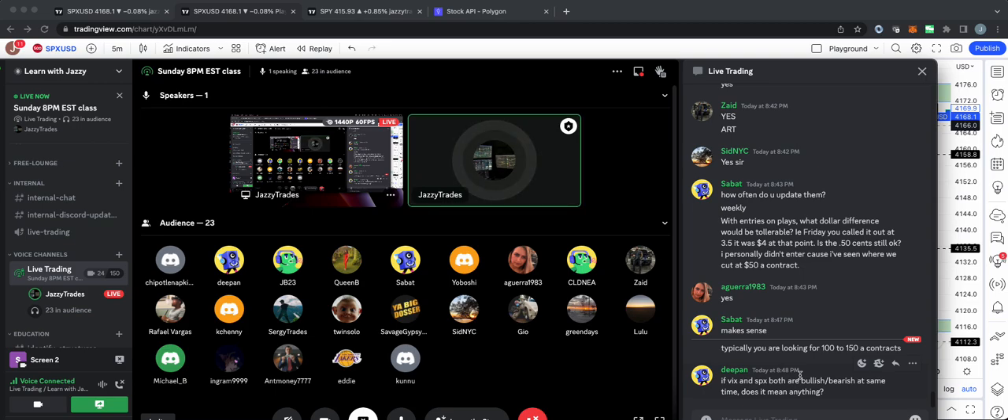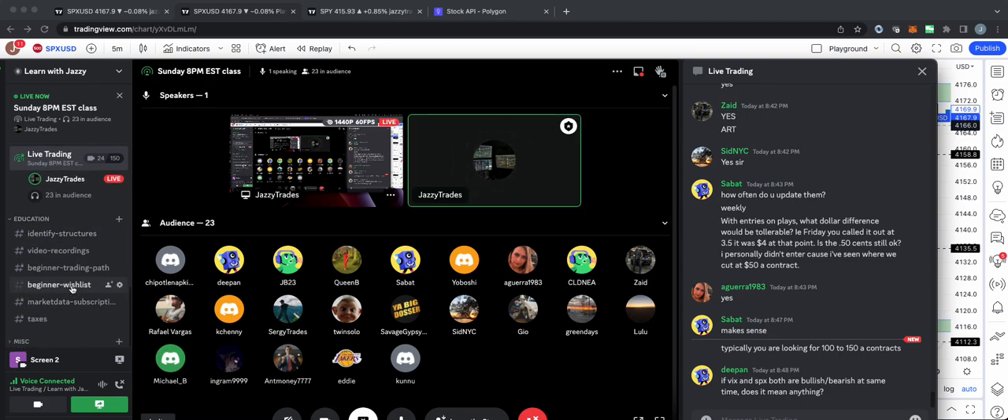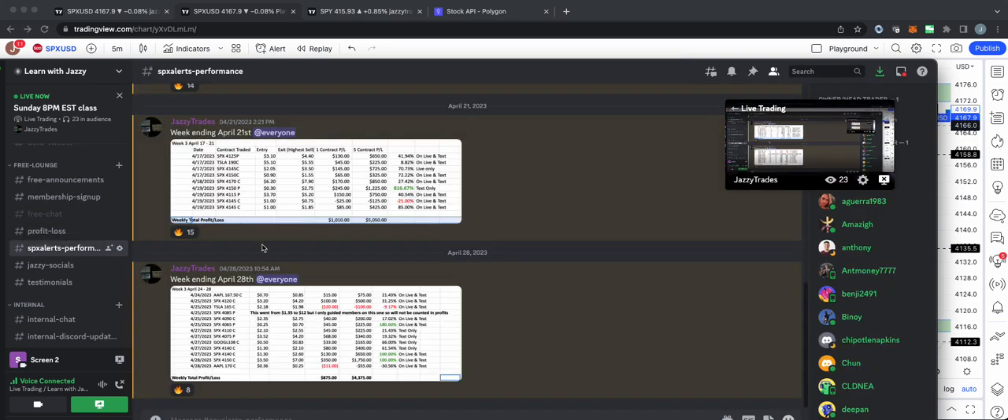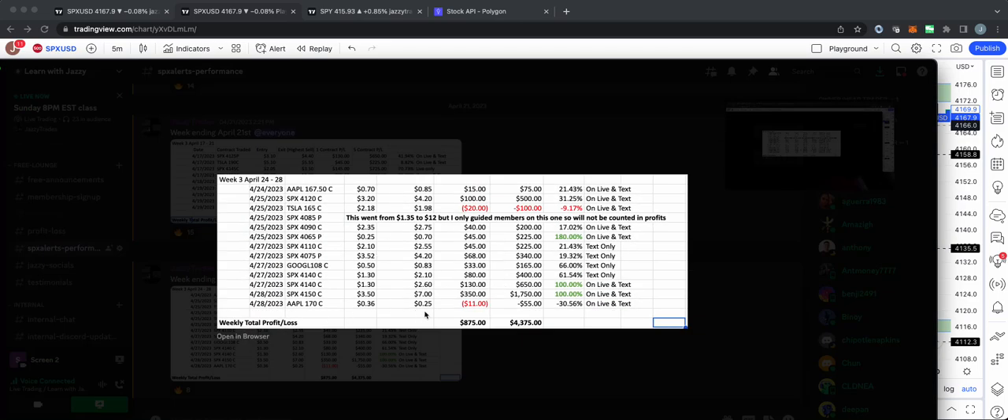I'm looking to make 30 to 50% on a contract minimum. Sometimes when the price action is not right, you'll see me escaping at 20%. Occasionally, I think one in every four trades, you'll see a 100% winner. And you can just go to SPX alerts performance and bring this up. You'll see what I'm talking about. Look at these wins here. 20%, 30%, 20%, 180%, 20%, 20%, 60, 60, 100, 100.